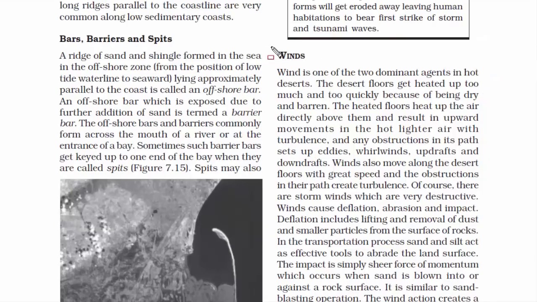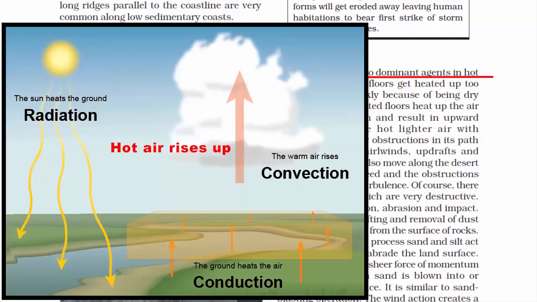Now we will read about the last topic of this chapter, winds. Winds are exogenic agents that contribute heavily in erosion as well as deposition of many landforms. Wind is one of the two dominant agents in hot deserts. The other one is the heat due to the sun. Now when the surface of the desert gets heated up, it also heats up the air in the environment. Hot light air moves up in the atmosphere.